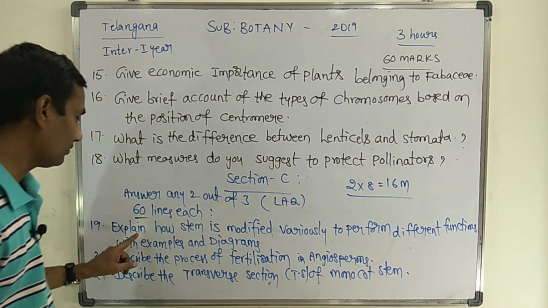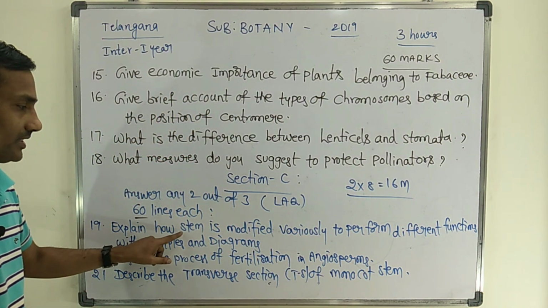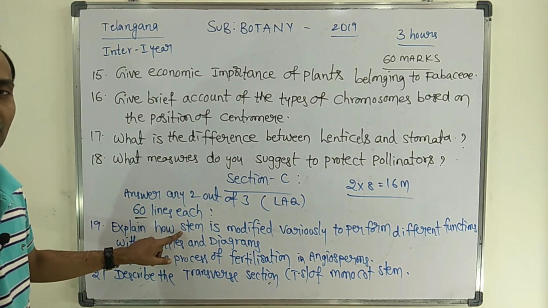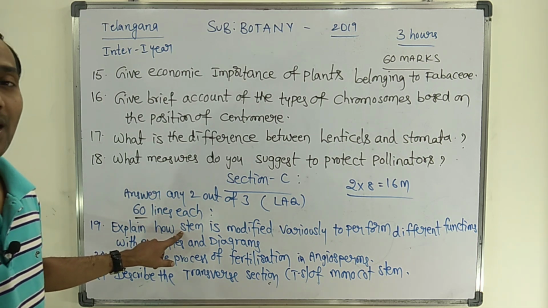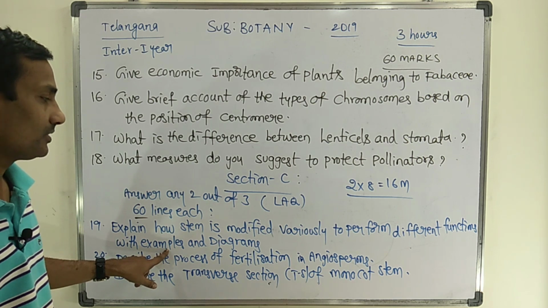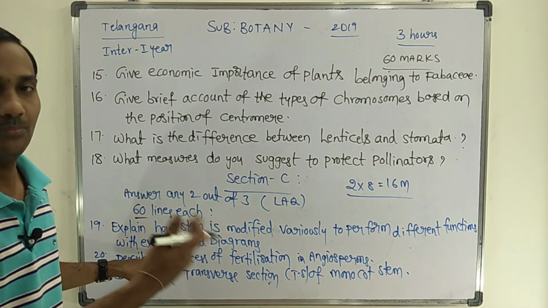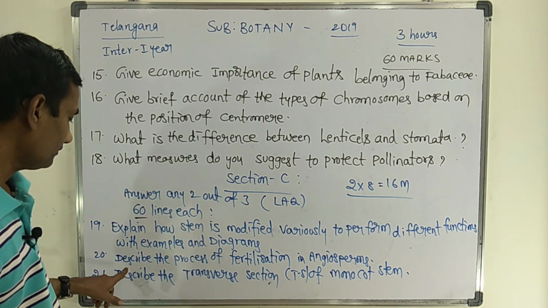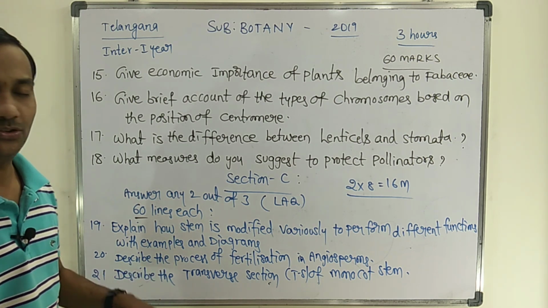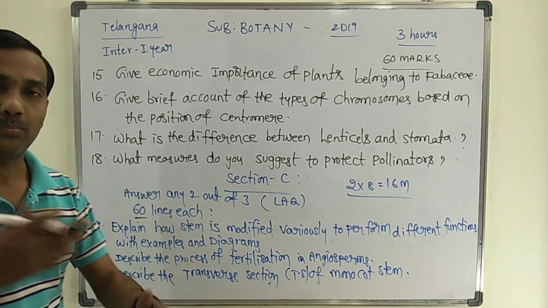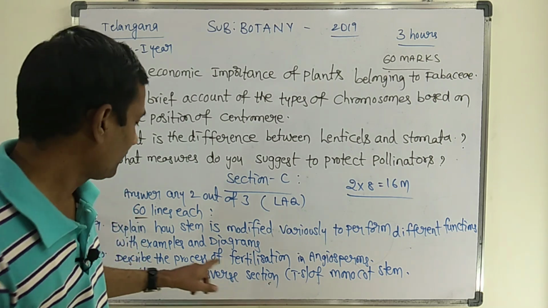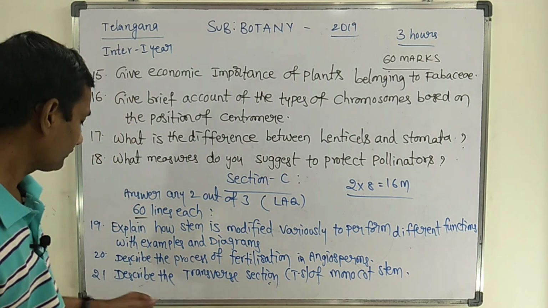The 19th question: explain how stem is modified variously to perform different functions. In this question, they are asking you to write the different stem modifications with examples and diagrams. The 20th question: describe the process of fertilization in angiosperms. That is, how the entire fertilization process occurs in angiosperms.